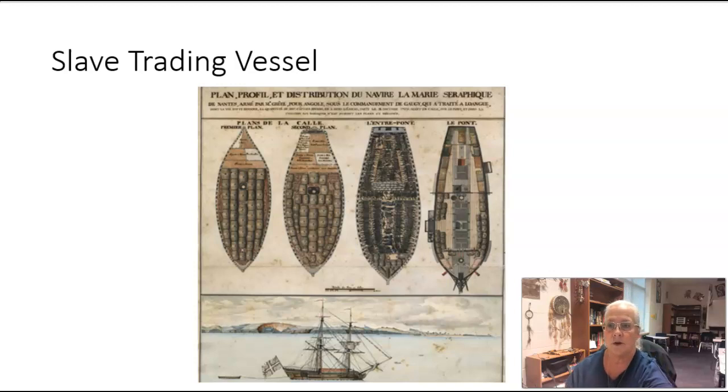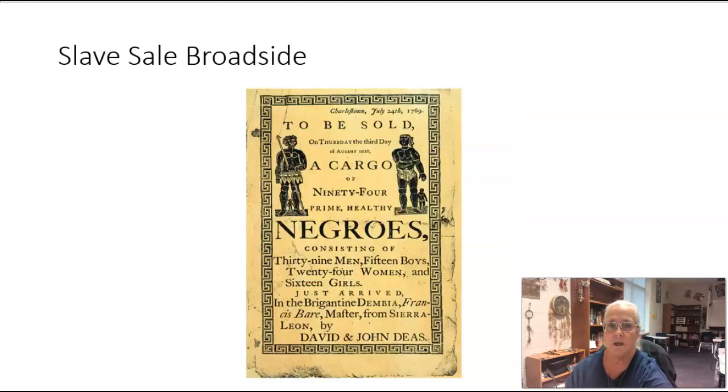I'm going to show you a bill of sale for slaves. These advertisements would be put up along city blocks. If you've ever had the opportunity to go to Charleston, South Carolina, you can actually go to the old slave mart and see the building where they bought and sold slaves.